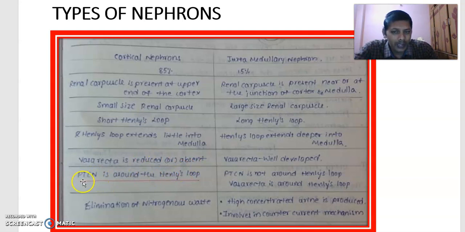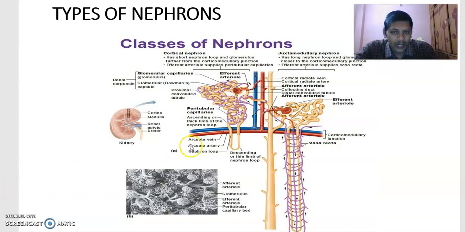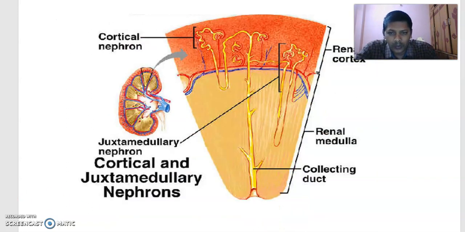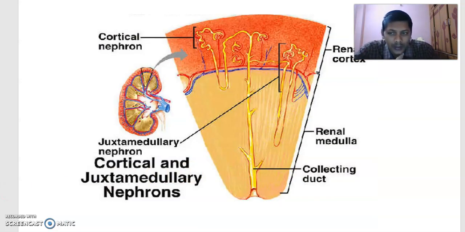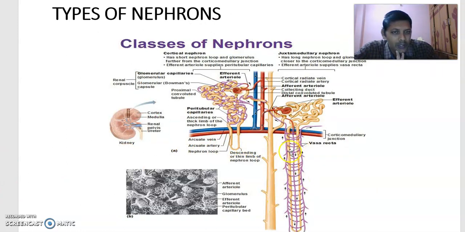In cortical nephrons, the peritubular capillary network, PCTN, is around the loop of Henle. But here, in juxtamedullary nephrons, PCTN is not around the Henle's loop. Vasa recta is around the Henle's loop. Around the Henle's loop, a structure called vasa recta is present here. But in cortical nephrons, the peritubular capillary network is present around the loop of Henle.